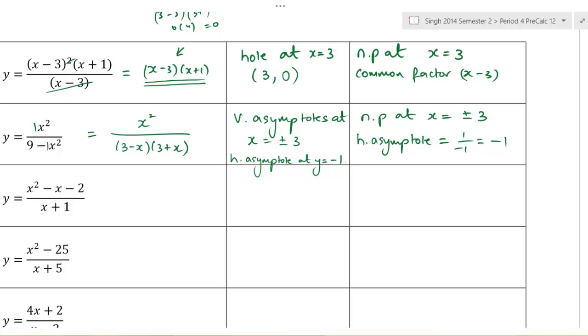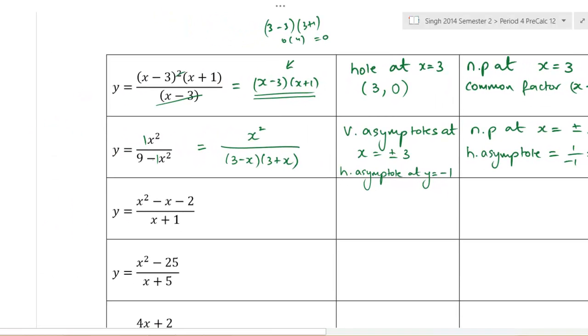The reason why I got 1 and -1 is because I need to look at the leading coefficients of my function, which means the function needs to be rewritten in proper standard form. If I rewrite it in proper standard form, I'll get the following function: y equals x squared over negative x squared plus 9. Then I'm just looking at their leading coefficients, the number in front of the highest powered variable. So 1 and 1. 1 divided by -1 is -1. So that's where the horizontal asymptote is going to be.